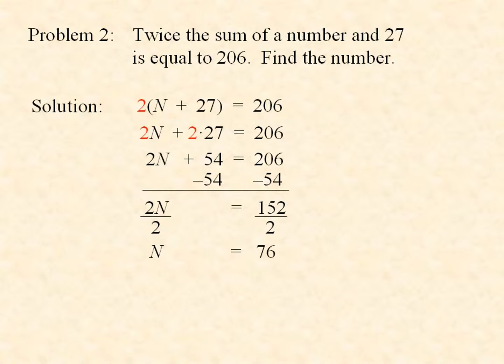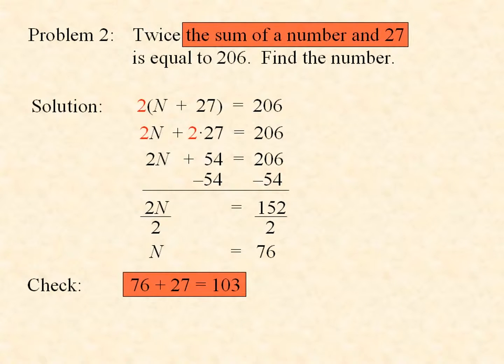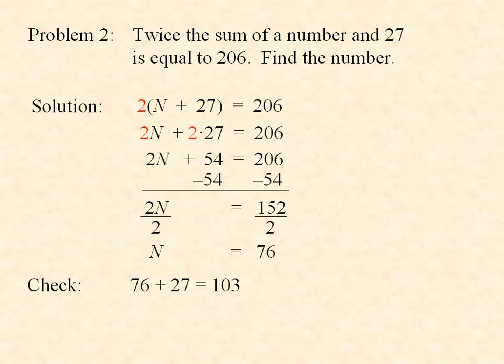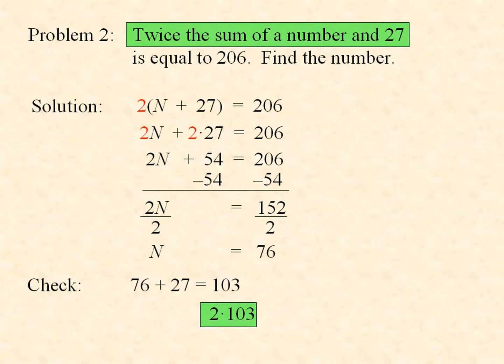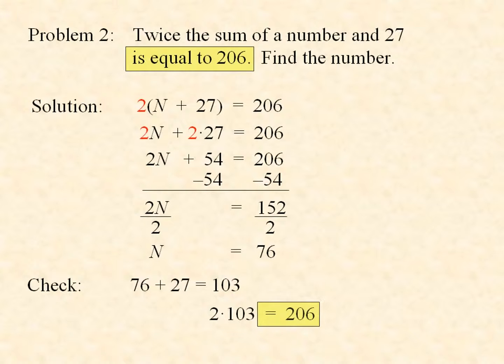But let's check it. The problem speaks of twice the sum of a number and 27. Let's see, the sum of 76 and 27 is 103. And then it says twice that sum. So twice 103 gives us 206. And that's what it should be. So it does check.